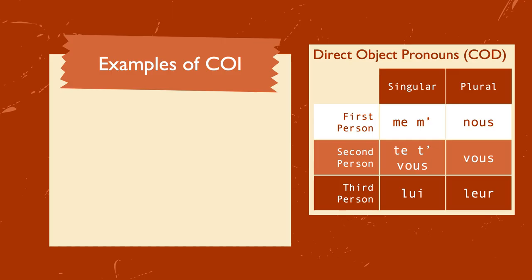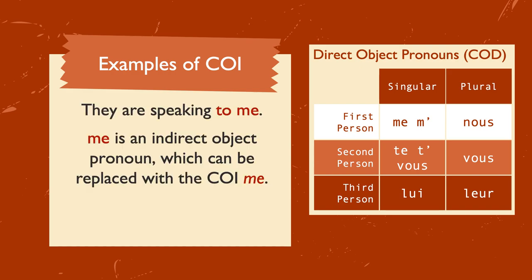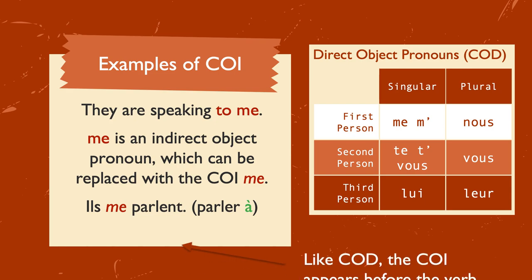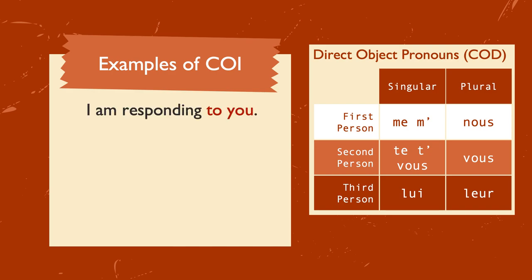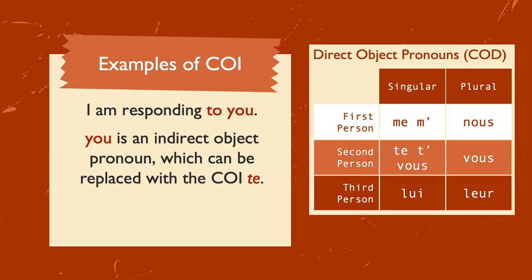Okay, here are some examples. Look at this sentence. They are speaking to me. Me is an indirect object pronoun which can be replaced with the COI me. Il me parle. Right? Your verb is parler à. There's our preposition à. And like the COD, the COI appears before the verb. I am responding to you. You is an indirect object pronoun which can be replaced with the COI te. Je te réponds. Right? Our verb is répondre à.